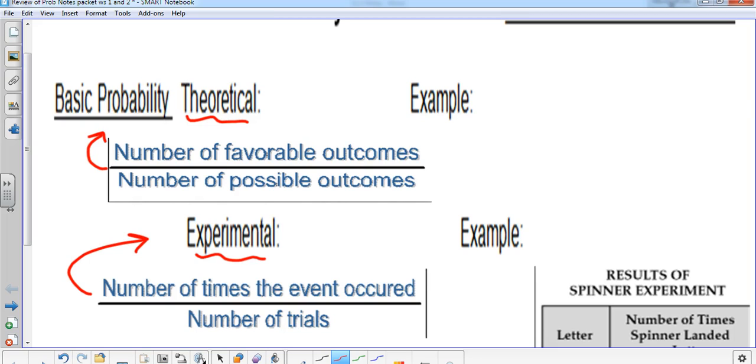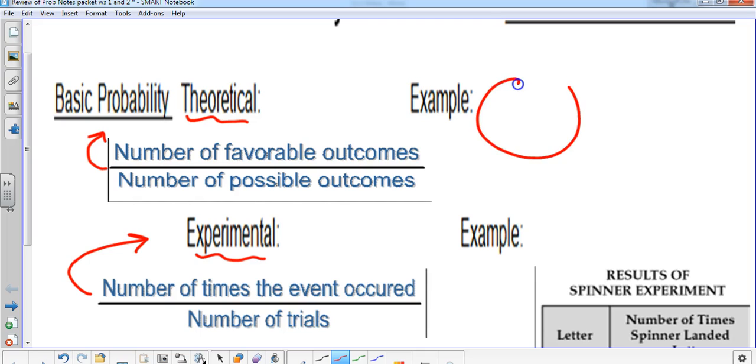If you're talking about shooting baskets, and you know that the person who's shooting is an 85% free throw shooter, then the probability of them making the next free throw that they shoot is probably not 50%, which would be yes or no they make it, which would be the theoretical probability, but it's probably closer to 85%, which is the experimental probability, because you know you've done some experiments or found some data.